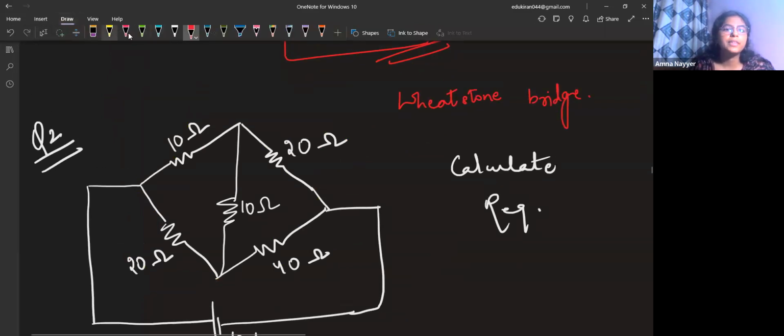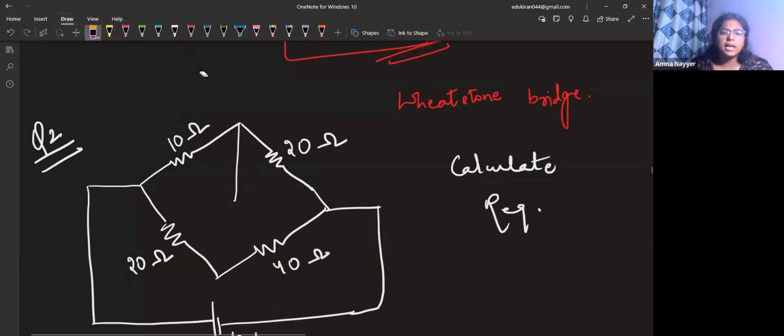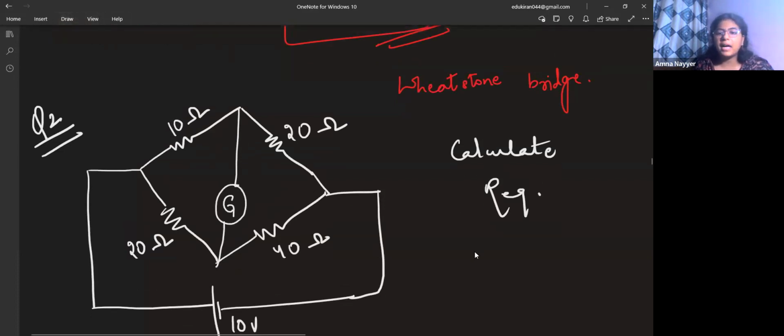Wheatstone bridge. See class, regarding Wheatstone bridge, this we have seen: if the balancing condition is fulfilled, then no current passes through this because the potential difference becomes the same across this and this point, right? A 10 ohm resistor can be connected, or sometimes it can happen that instead of this, a galvanometer is also placed. Any type of question can be given. So what is the balancing condition exactly? We have discussed R1 by R2 is equal to R3 by R4.